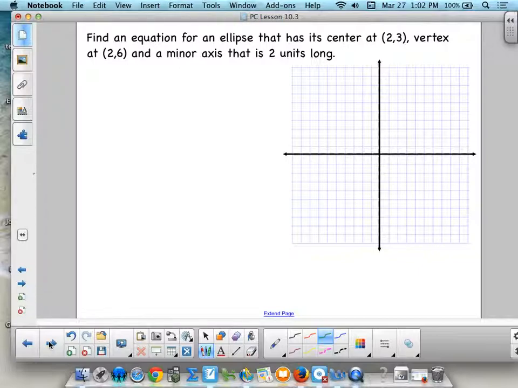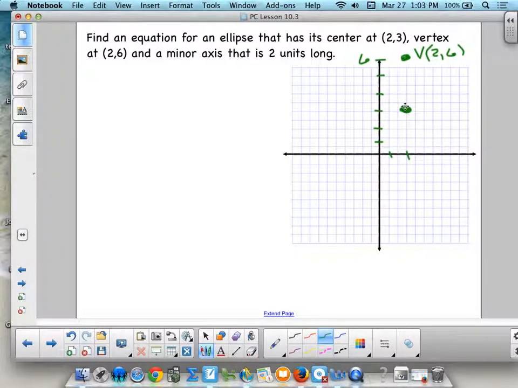Come on. Find the equation of the ellipse that has a center at 2, 3. Here's me just taking the information they gave me. Center 2, 3. Vertex at 2, 6. So vertex 2, 6, and the center is 2, 3.